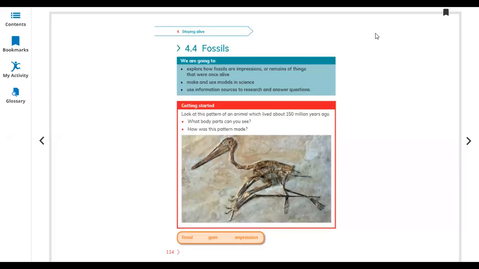Hello everyone. Today I'm starting unit 4 lesson 4.4, fossils, the remains.